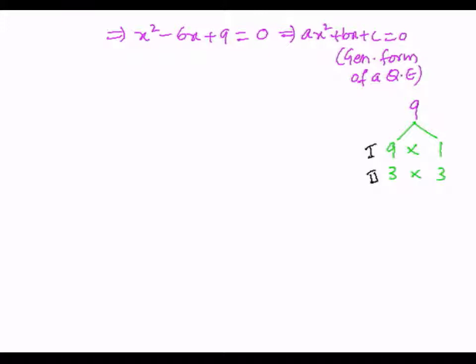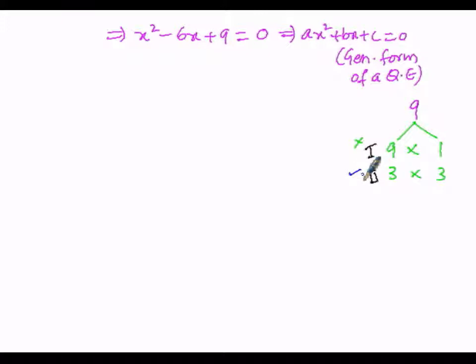By adding the two factors, 9 plus 1 is 10. 10 is not the coefficient of x. By subtracting, 9 minus 1, we got 8. 8 is not the coefficient of x, which is actually 6. So the first option is wrong. Let us go for the second one. By subtracting, 3 minus 3 will be 0, but 0 is not the coefficient of x. By adding these two factors, 3 plus 3 is 6, which is the coefficient of x. So now we can choose this as the option.